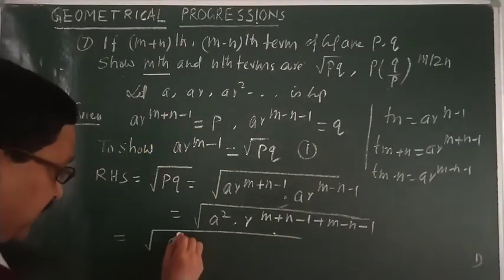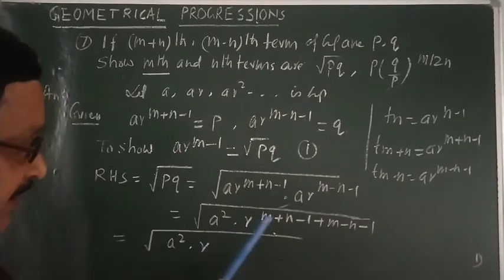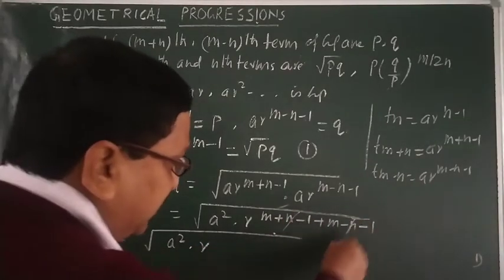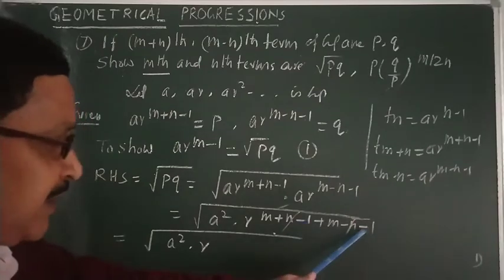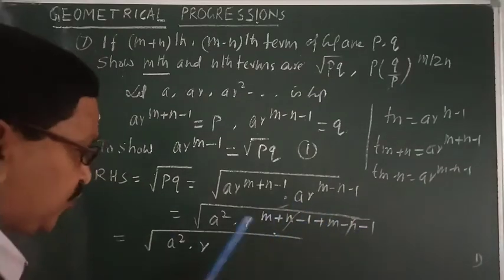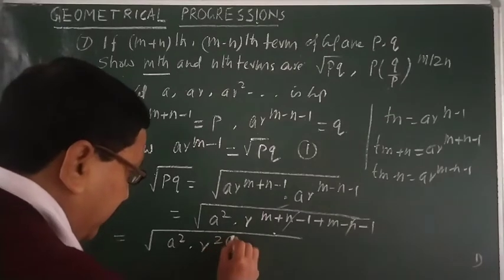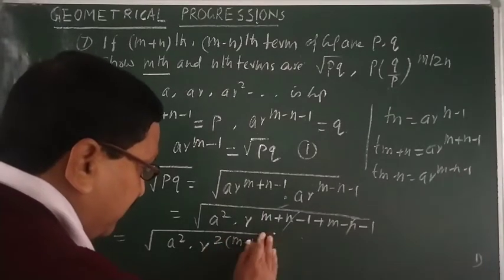A square r to the power... Now this n is cancelled with this n, and this minus 1. Minus 1 minus 1 is minus 2, and m, 2m. So 2 common, m minus 1.